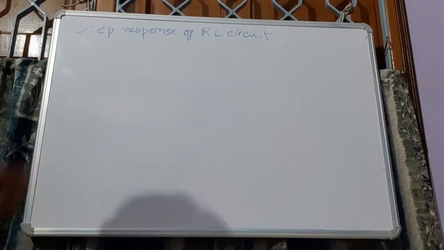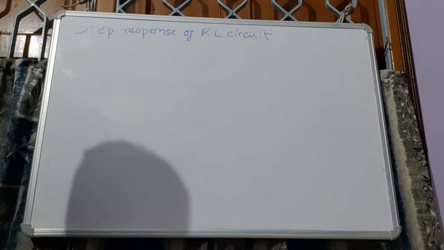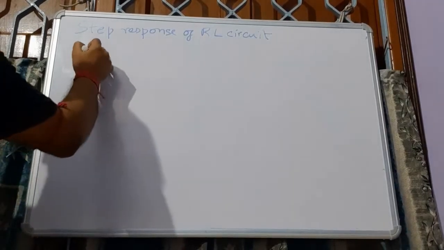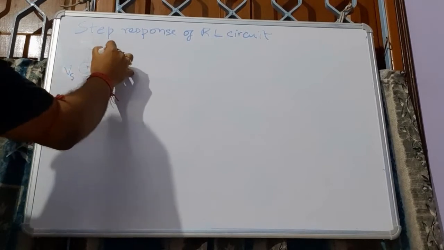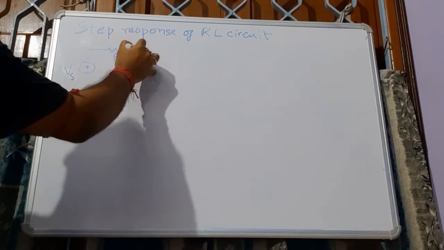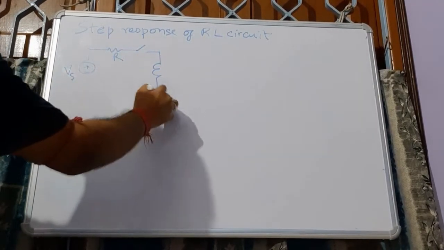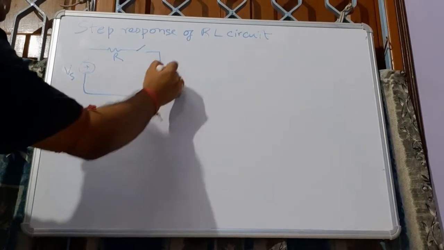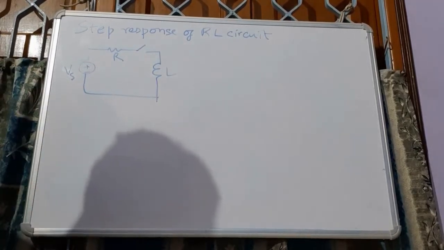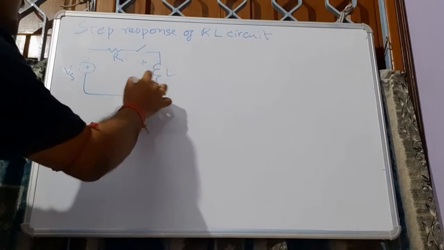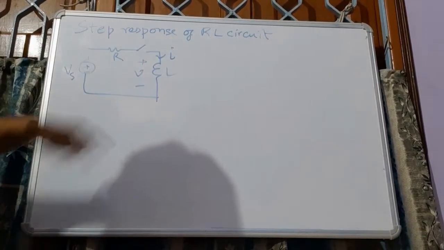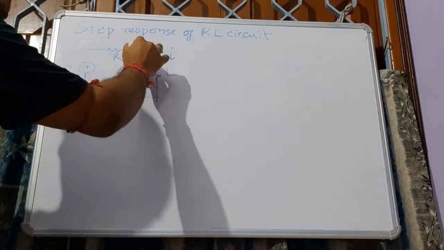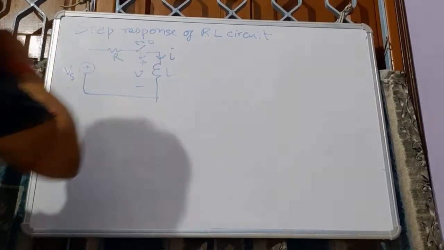We will learn the step response of RL circuit. Now this is a voltage source, Vs, and this is your R, and there is a switch connected to your inductor L, right? Now voltage across inductor say V, and current flowing through the inductor is I, and switch is closed at t equals to 0, right?